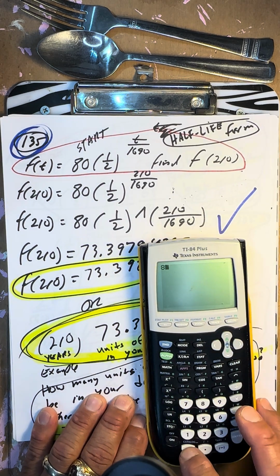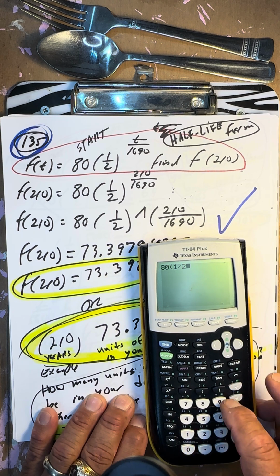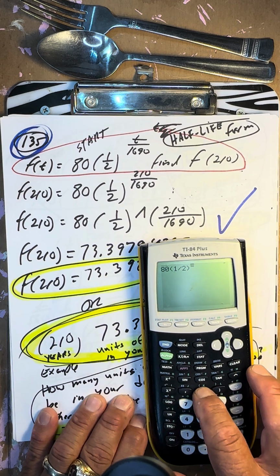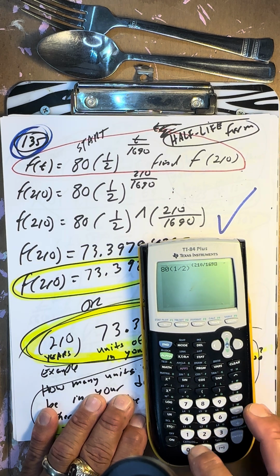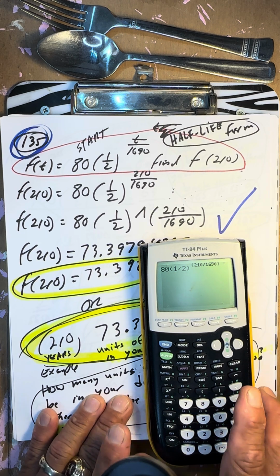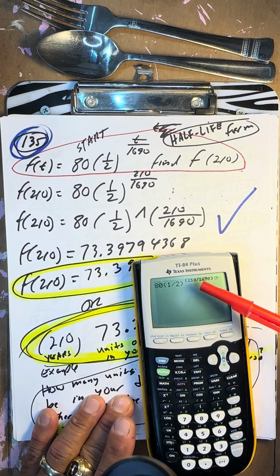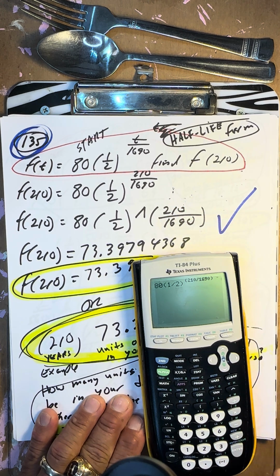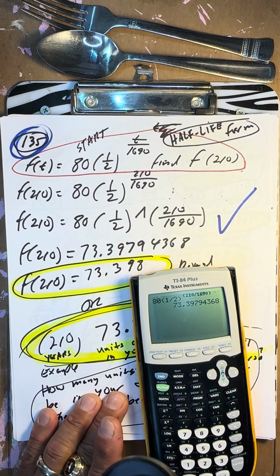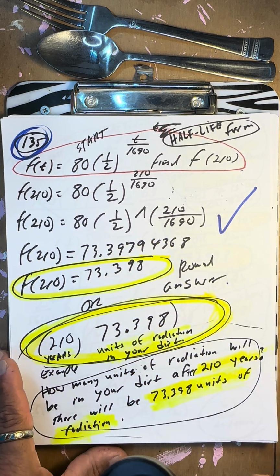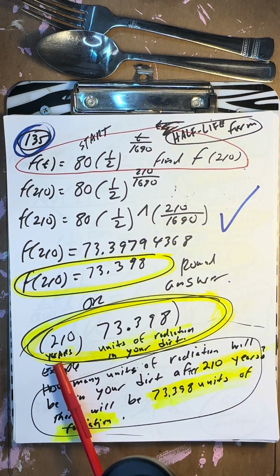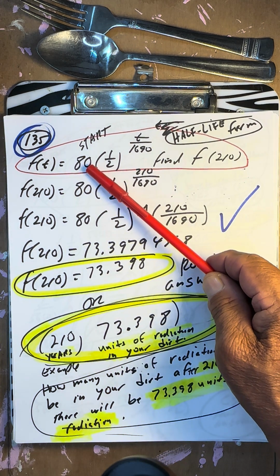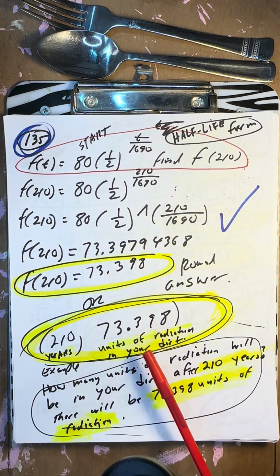So we can say 80 times parentheses 1 divided by 2, to the power of 210 divided by 1690. Close it. Is everything okay? 80 times 1/2 to the power of 210 divided by 1690 gives 73.39, all these numbers. Yep, they're the same thing. So round it off to this number. So after 210 years, it was originally 80 units of radiation. Now it's going to be 73.398 units of radiation in your dirt.